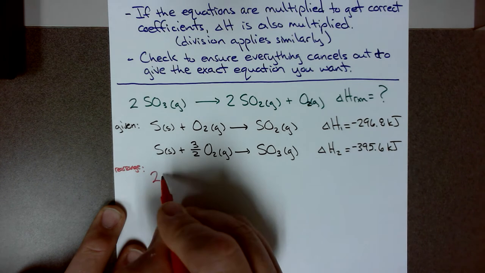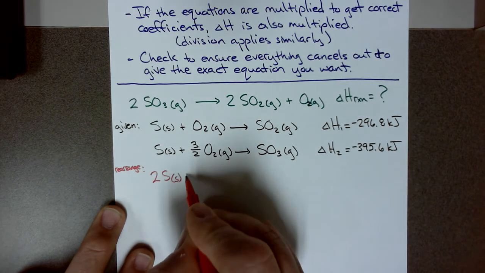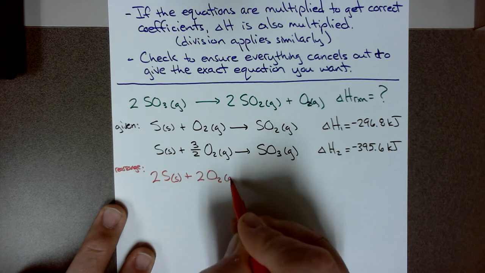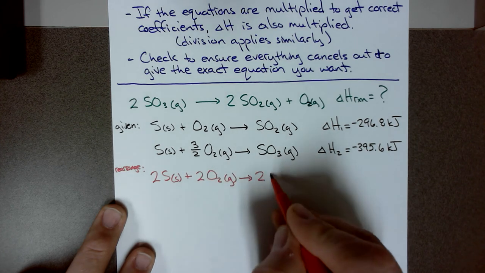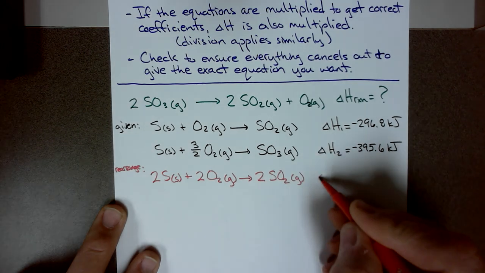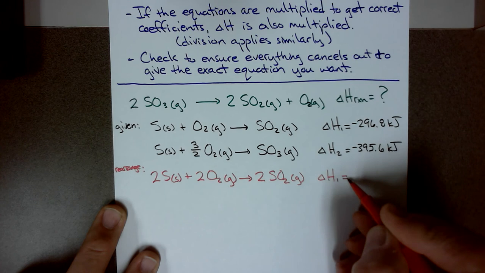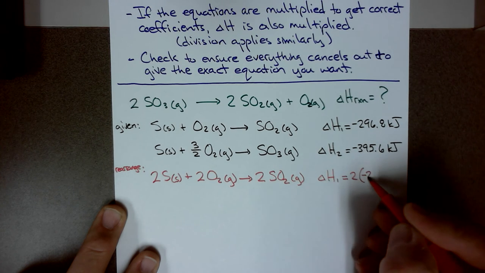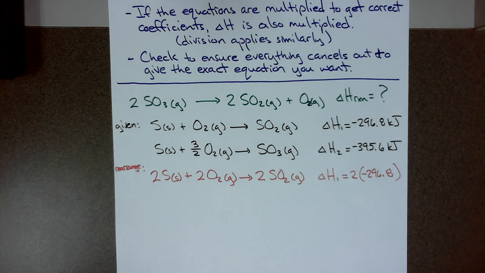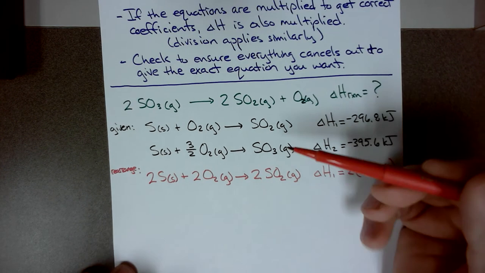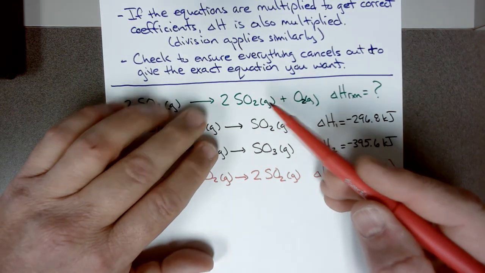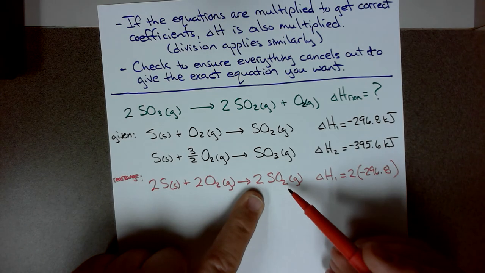So it's going to be 2 sulfur solids plus 2 oxygen gases produces 2 moles of SO2 gas. And then I also have to multiply my delta H value. I'm not going to put the units in right now. We're running out of space. Now that matches. So if you'll notice, I now have 2 moles of sulfur dioxide gas on the product side.